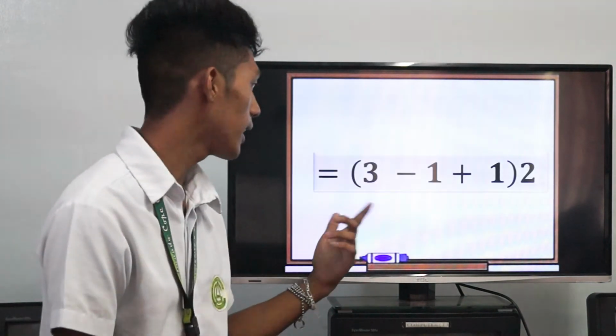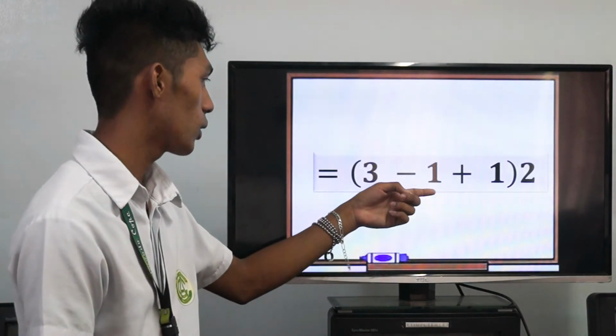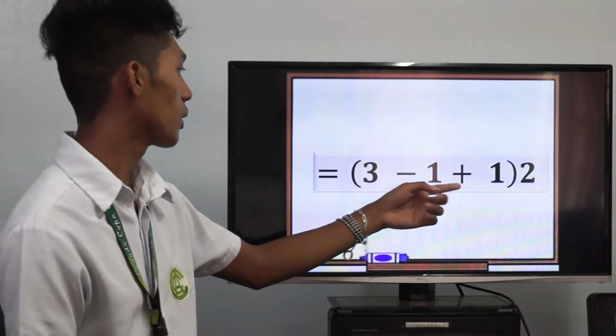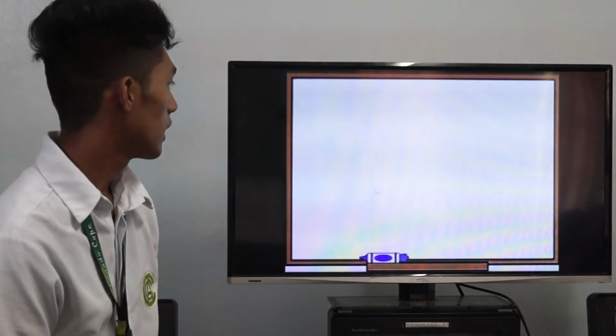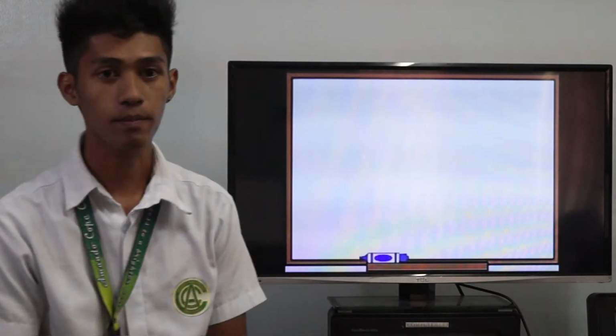Substitute the value of n and k. The value of n is equal to 3 and the value of k is equal to 1. Negative 1 plus 1 is equal to 0, times 2. It will become 3 times 2, and 3 times 2 is equal to 6.